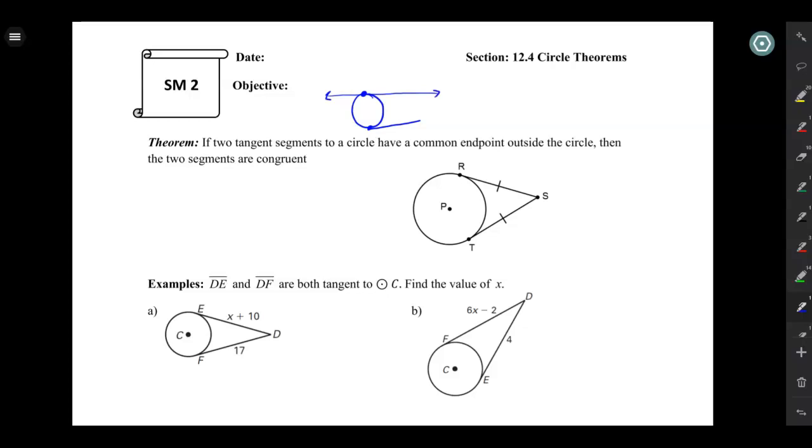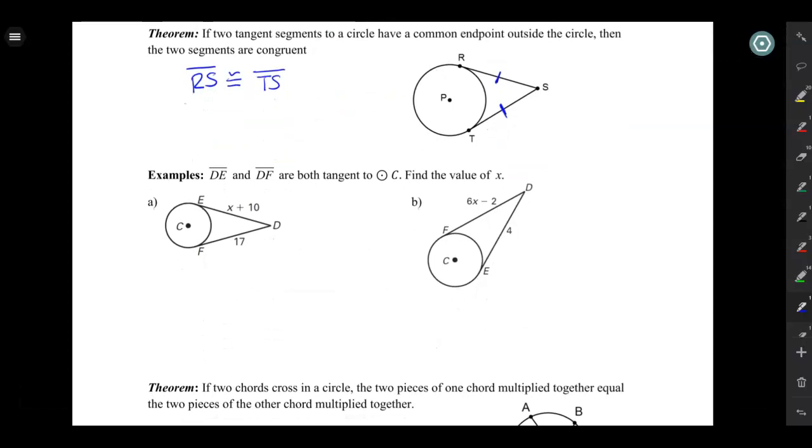And remember these little tick marks that we have right here? Those mean that the segments are congruent. We can also write this in symbols. We can say segment RS is congruent to segment TS. So let's go ahead and use this theorem.